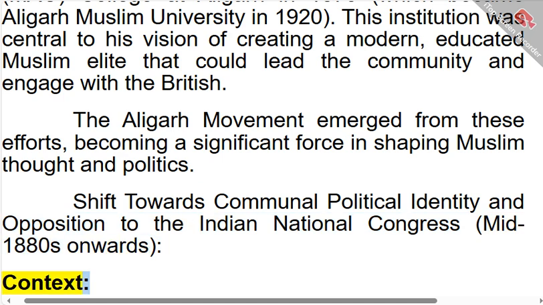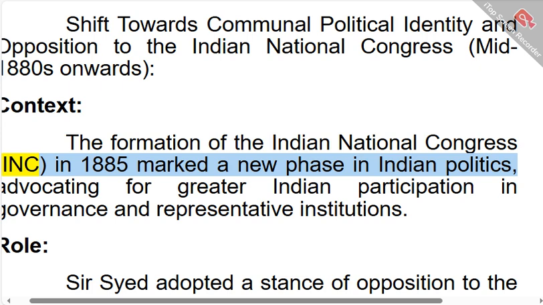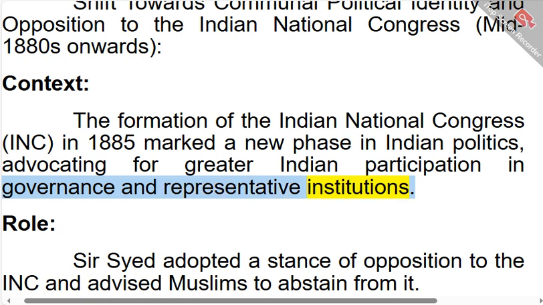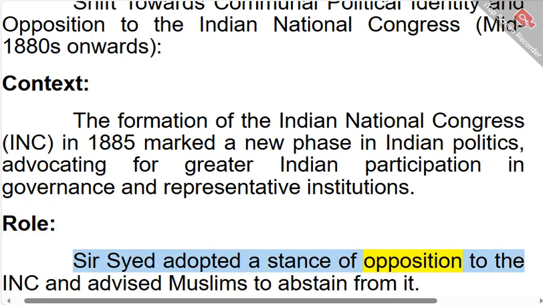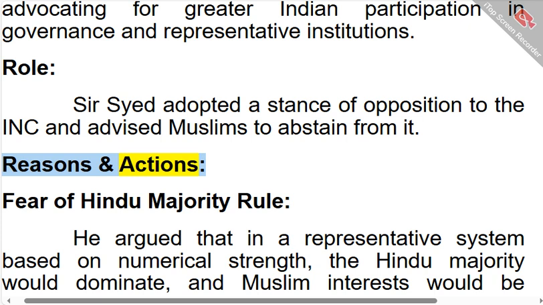Context. The formation of the Indian National Congress, INC, in 1885 marked a new phase in Indian politics, advocating for greater Indian participation in governance and representative institutions. Role. Sir Syed adopted a stance of opposition to the INC and advised Muslims to abstain from it. Reasons and actions. Fear of Hindu majority rule.